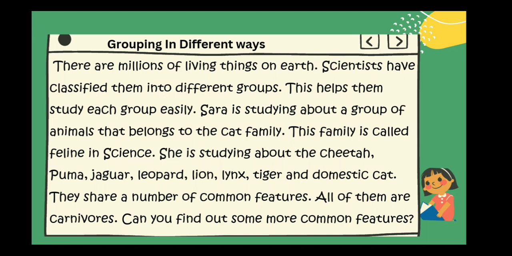There are millions of living things on earth created by Allah subhanahu wa ta'ala. Scientists have classified them into different groups. And why did they do that? Why did they need to put them in different groups? This helps them study each group easily. So this is the reason why scientists make groups.